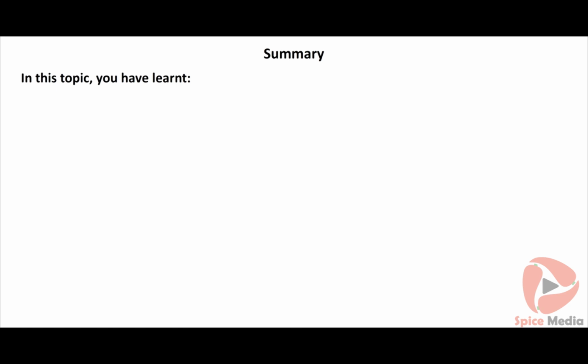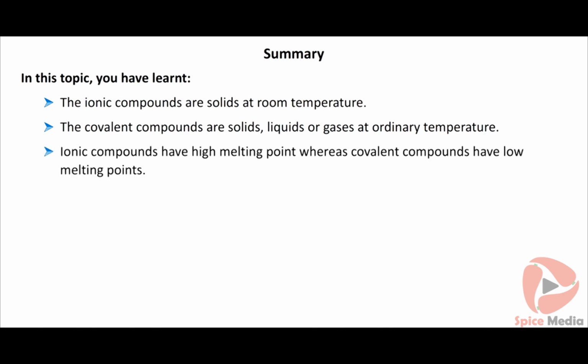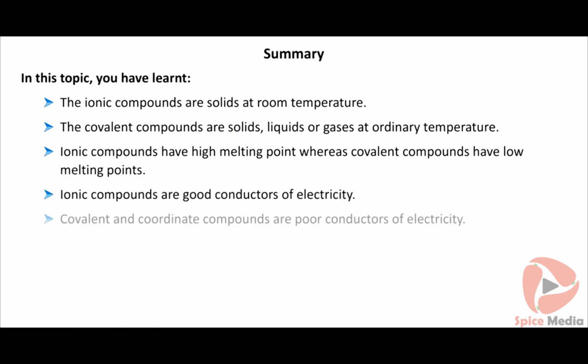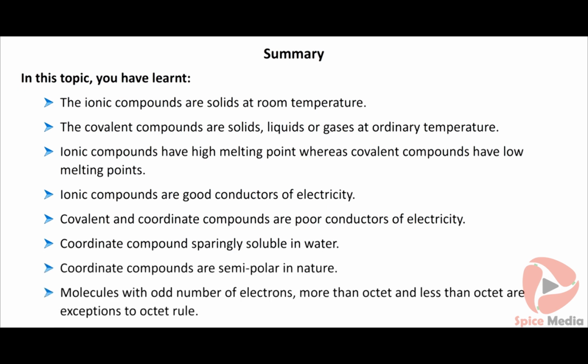In this topic, you have learnt that ionic compounds are solids at room temperature. The covalent compounds are solids, liquids or gases at ordinary temperature. Ionic compounds have high melting points, whereas covalent compounds have low melting points. Ionic compounds are good conductors of electricity. Covalent and coordinate compounds are poor conductors of electricity. Coordinate compounds are sparingly soluble in water. Coordinate compounds are semi-polar in nature. Molecules with an odd number of electrons, more than an octet and less than an octet, are exceptions to the octet rule.